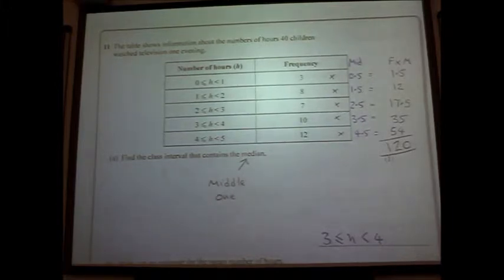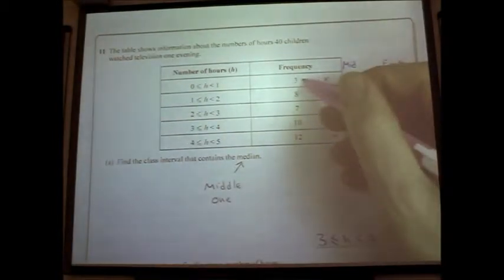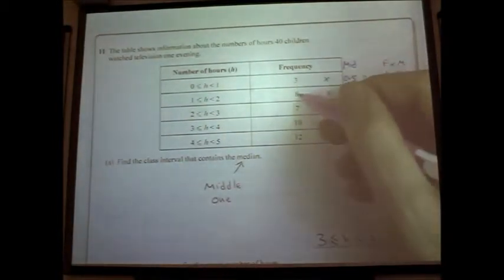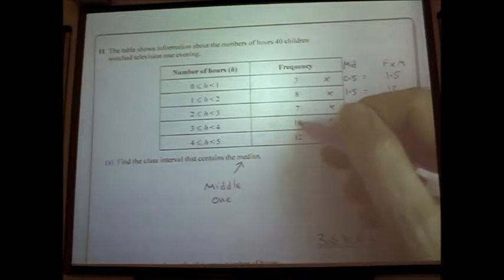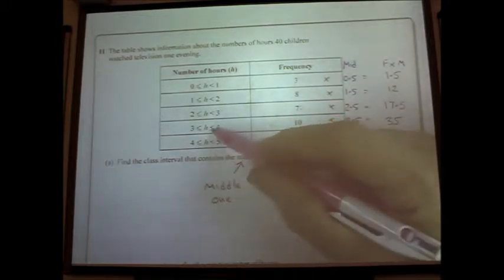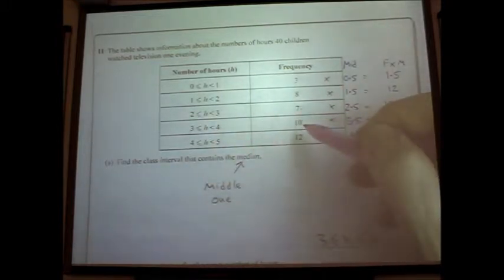Median's the middle one. There's 40 of them. So which one is the 20th kid? There's up to 3 kids in here. There's up to 11 kids in here, because you add them up. There's up to 18 kids in here. So the 20th child will be in this one here. So it will be in the 3 to 4 column.